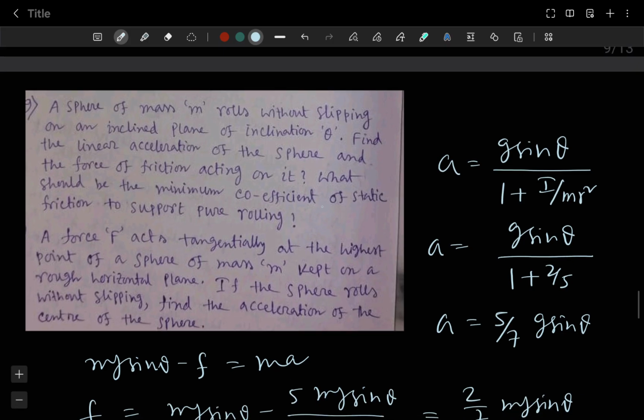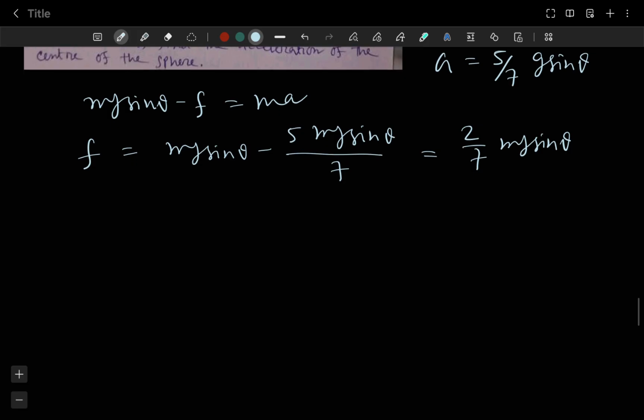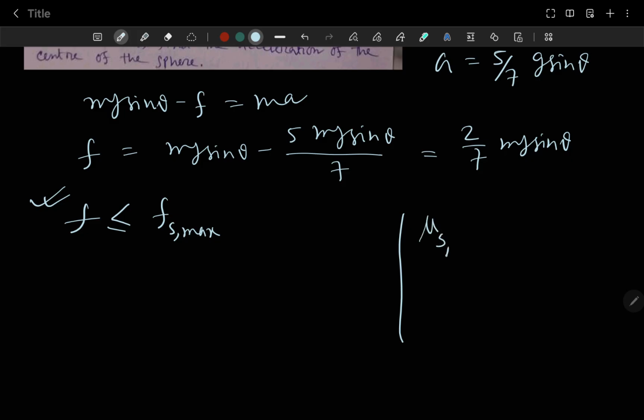the minimum coefficient of static friction to support pure rolling. So f must be less than or equal to fs max. We have direct formula for this also. Okay, I did that. Okay, mu s is like this. The formula was given like this. mu s min was tan theta by 1 plus m r square by I probably.